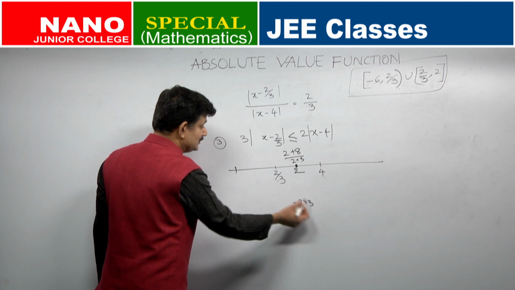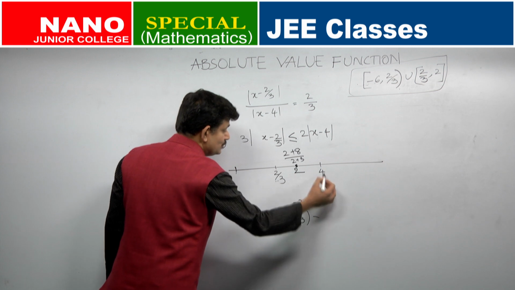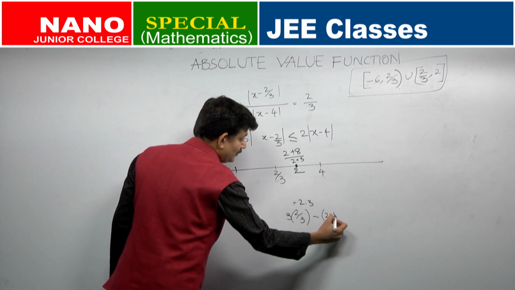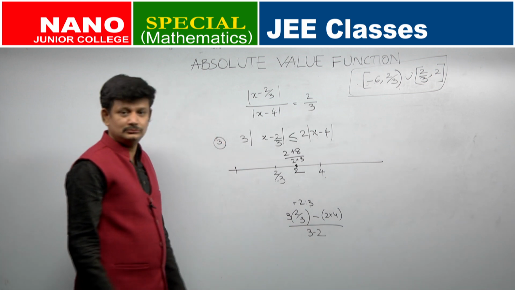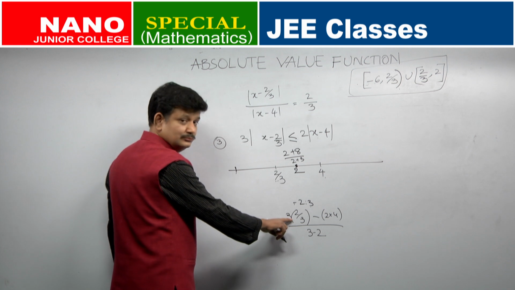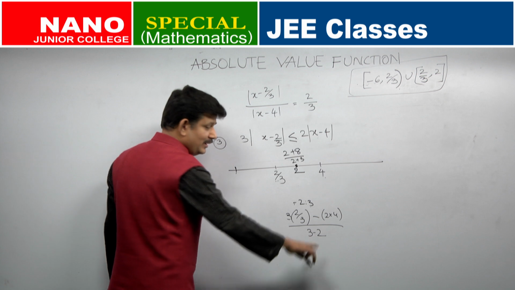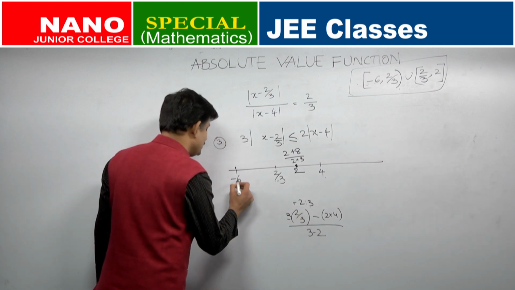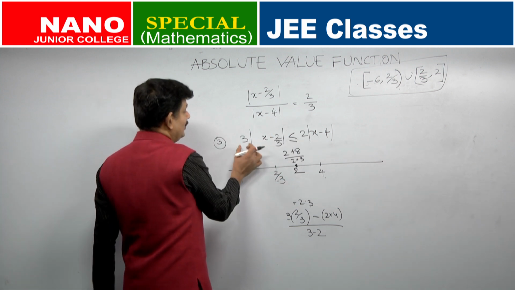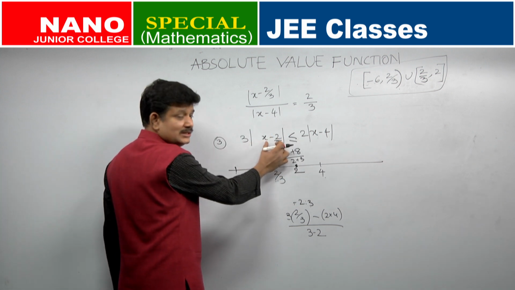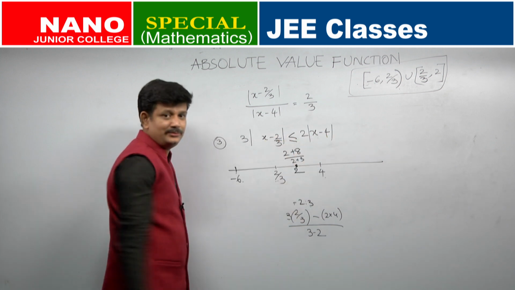Again you use the section formula: 3 into 2 by 3 minus 2 into 4, divided by 3 minus 2. So, this will be how much? 2 minus 8, that is minus 6, divided by 1. So, this will be minus 6. This point is how much? Minus 6. So, these are the 2 points where 3 times the distance of x from 2 by 3 is equal to 2 times the distance from 4.